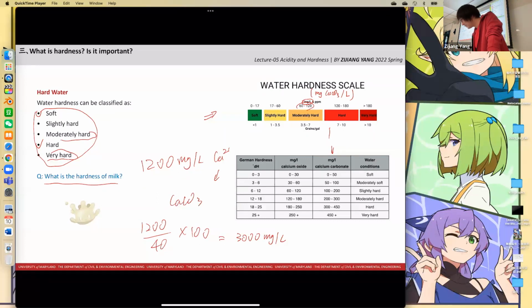Okay, anyway, for this one, do you guys have any questions? Yes. Why don't you divide by the 40 real quick? Oh, because the molecular weight of calcium is 40, and the molecular weight of calcium carbonate is 100. Any more questions? No.